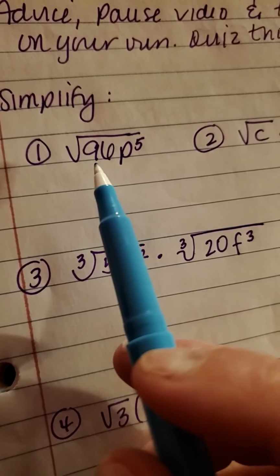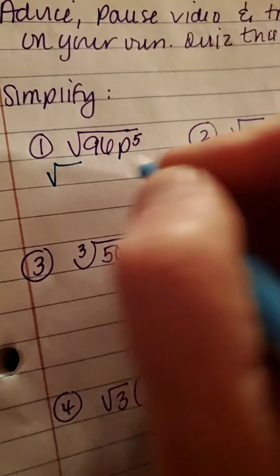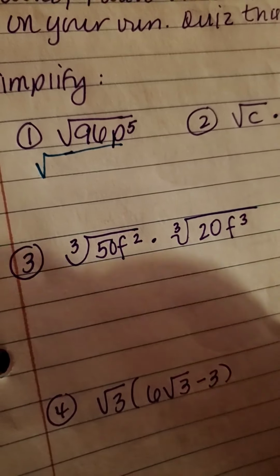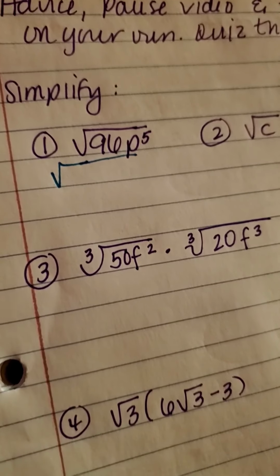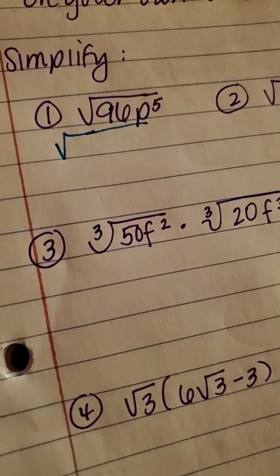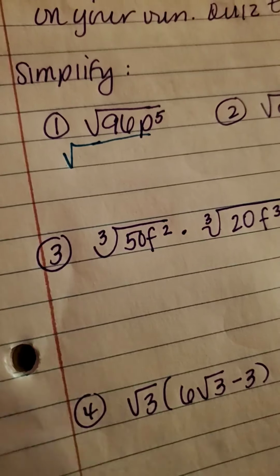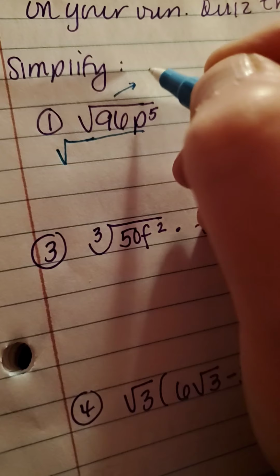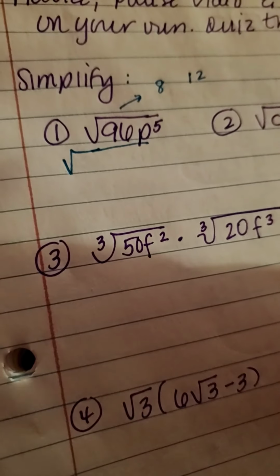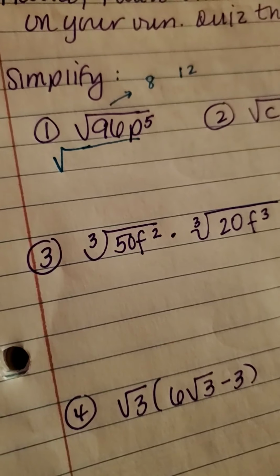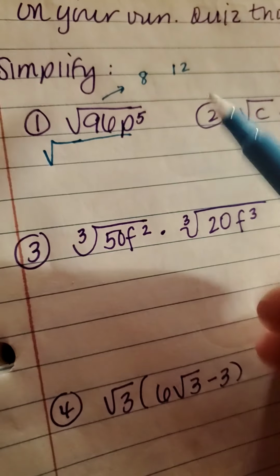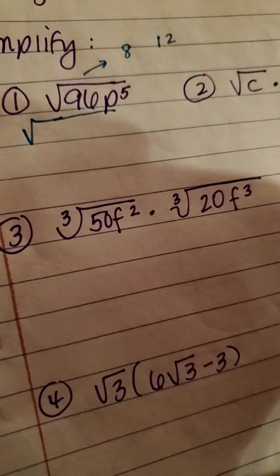So this first one we're going to simplify, which means I'm going to try to break it down into perfect square and leftover. If you are not good at finding perfect squares, there is another method you can do, and that includes breaking it down as if you had a factor tree. That 96 actually breaks into 8 times 12. So 96 breaks into 8 and 12.